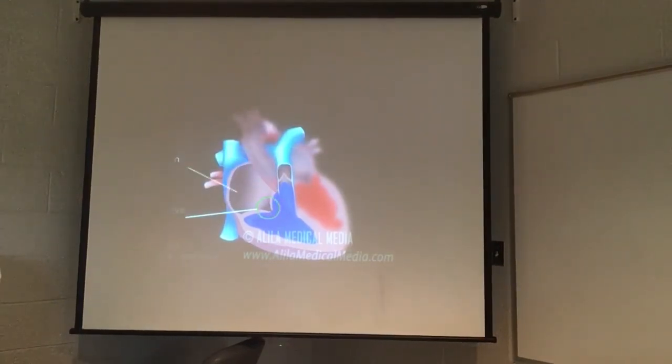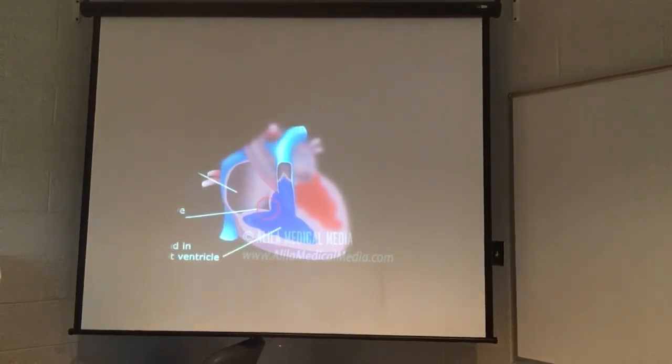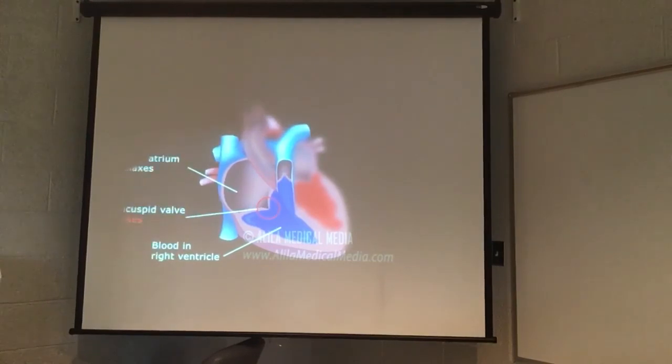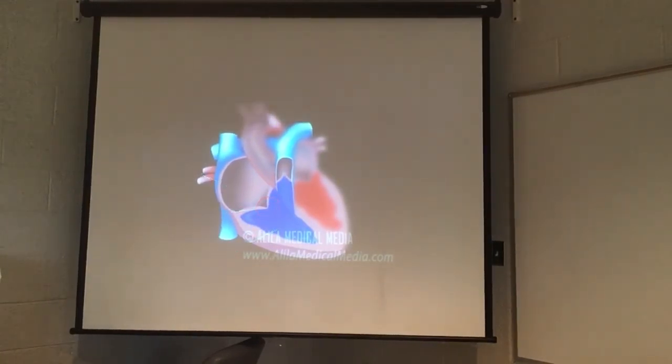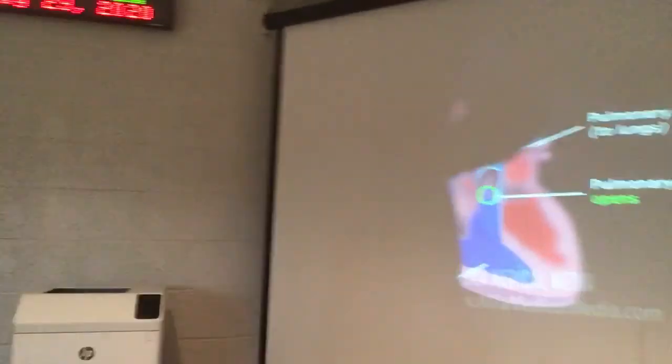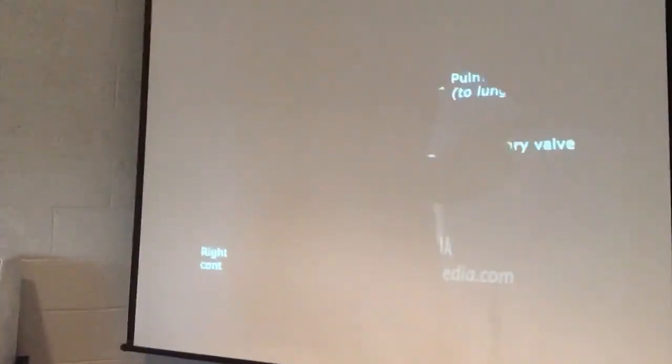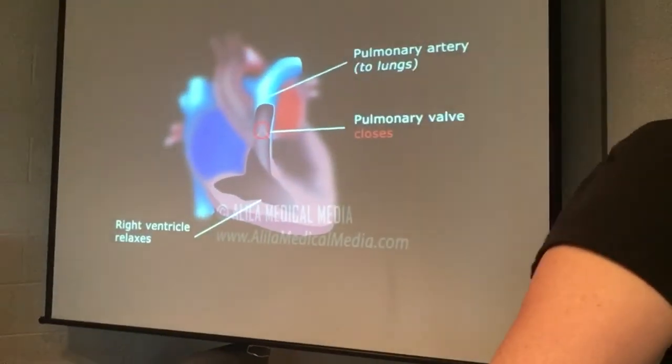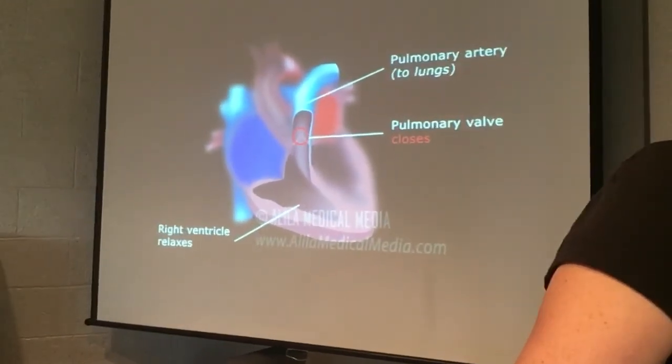When the right ventricle is full, the tricuspid valve closes to prevent blood from flowing back into the atrium. The right ventricle contracts, the pulmonary valve opens, and blood is pumped into the pulmonary artery and to your lungs. The pulmonary valve closes to prevent blood from flowing back into the ventricle.